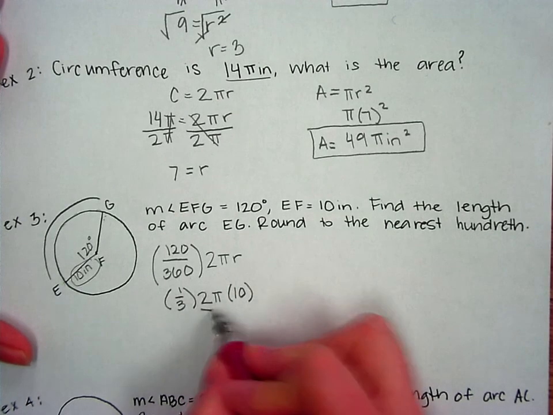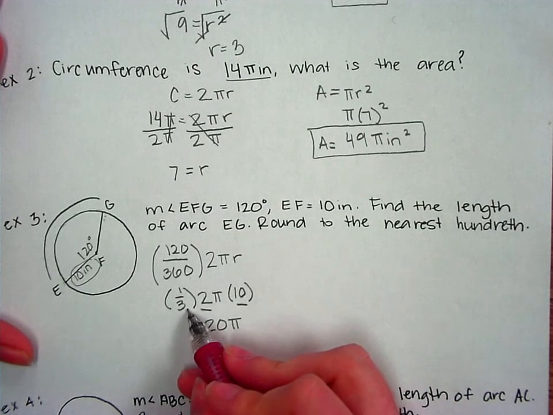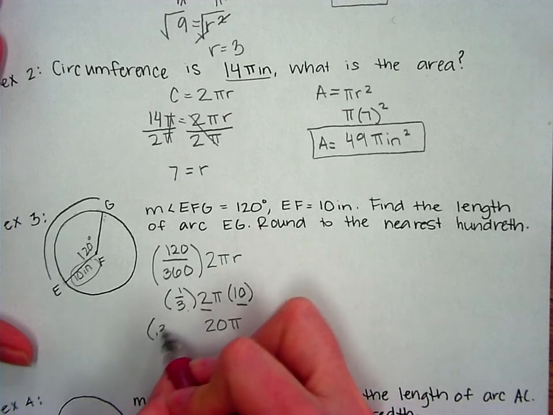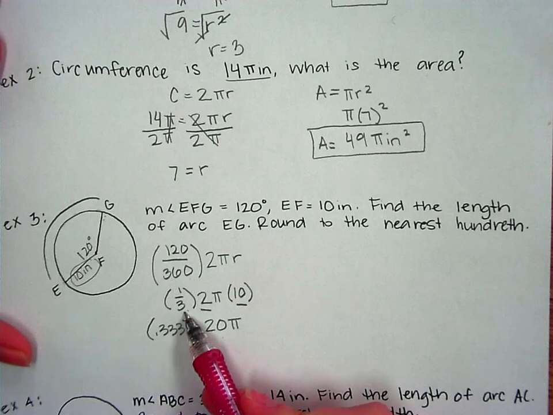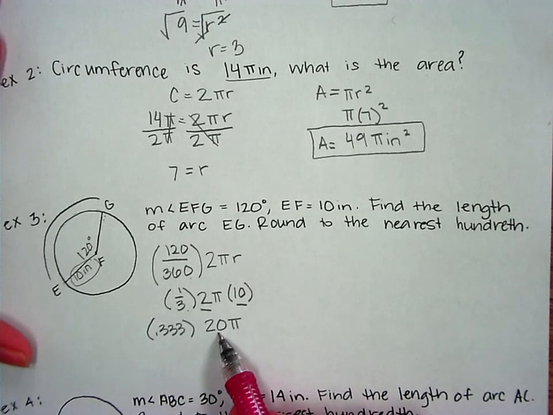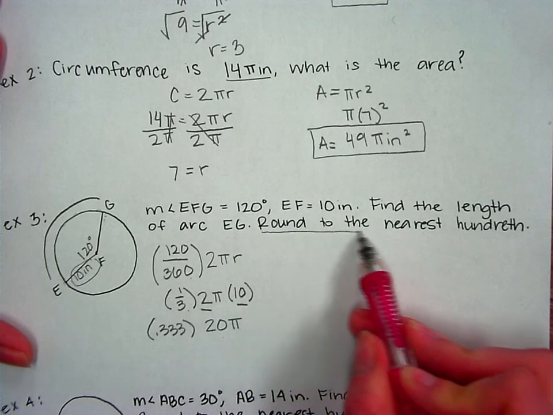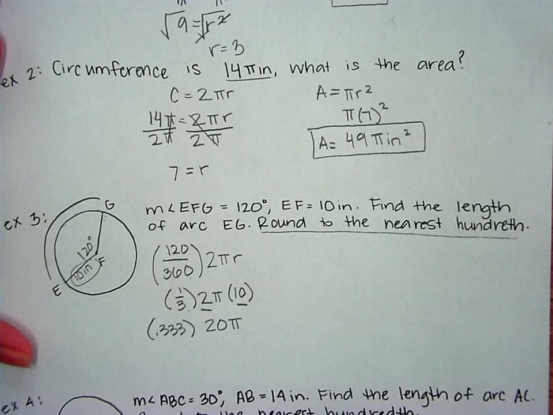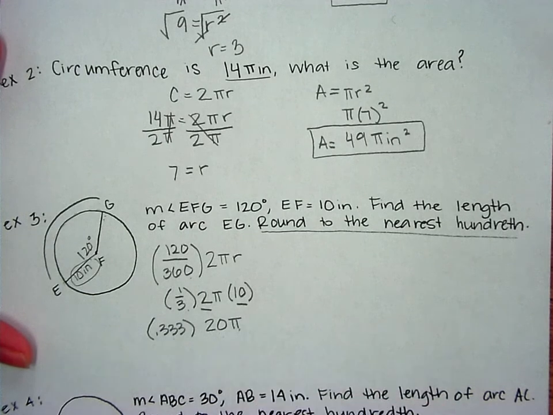Okay, now I have 2 times 10, which is 20. So this is 20 pi. You can use this fraction. You can use a decimal. But you need to multiply 1/3 or 120 over 360 or 0.333333 times 20. And then you're going to multiply it by pi, because in this one it actually says round to the nearest hundredth. If it said leave your answer in terms of pi, you would leave this pi symbol. But when it asks you to round to the nearest tenth or hundredth, they want a decimal. So they want you to multiply by 3.14 or the pi button on the calculator.